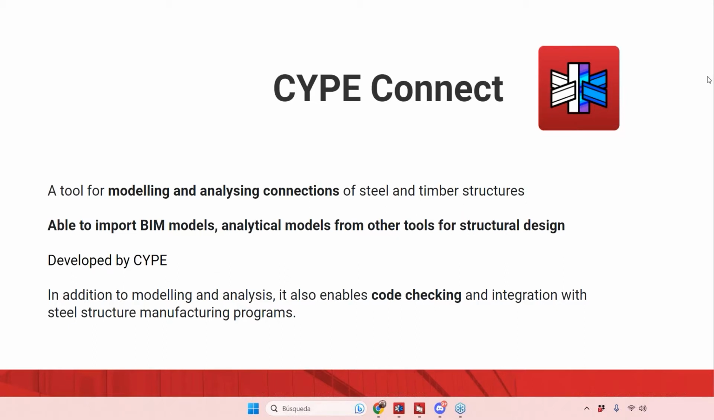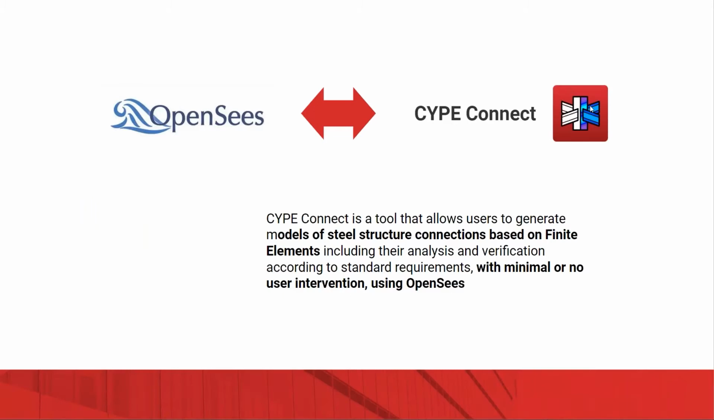So here, in addition to the modeling and analysis, we can check the code. We can select the code and compare the results of the analysis with the parameters of the code, and check if the connection is correct or not. And then if we want, we can extend our workflow and export these connections to another tool to then manufacture the structure. Okay, so our idea here at CYPE is to connect CYPE Connect with OpenSees.